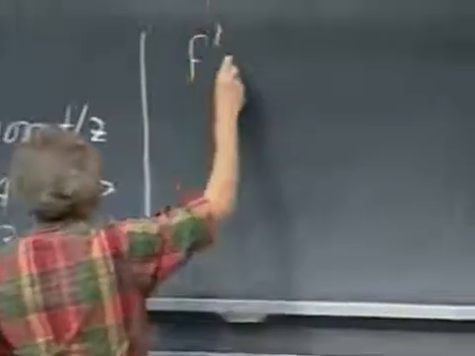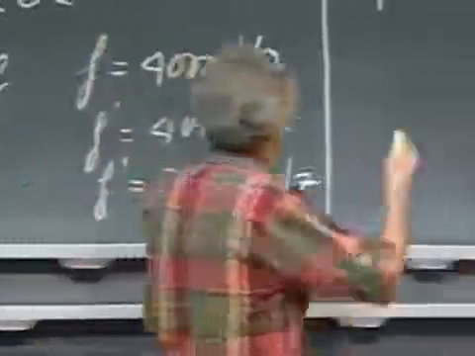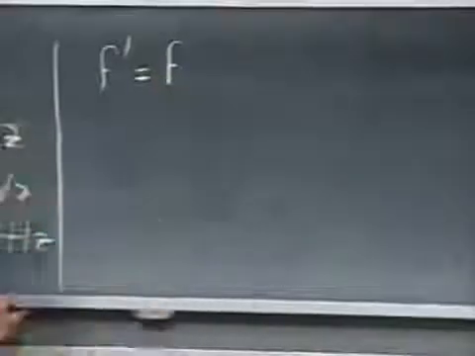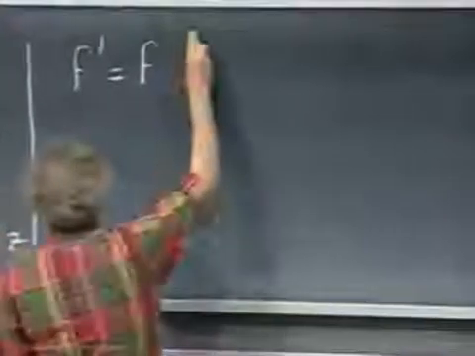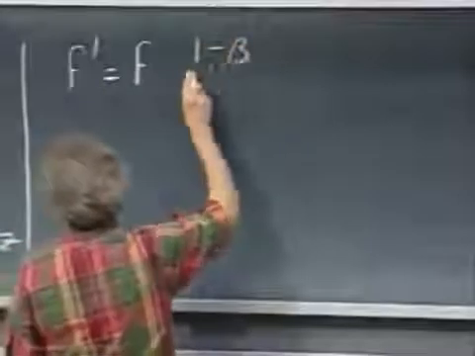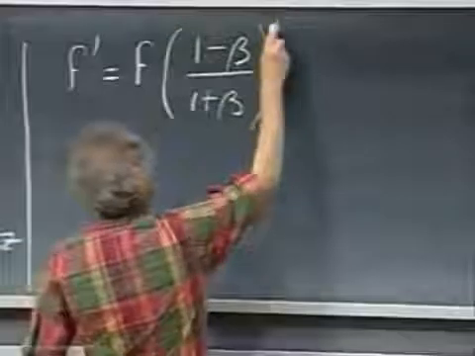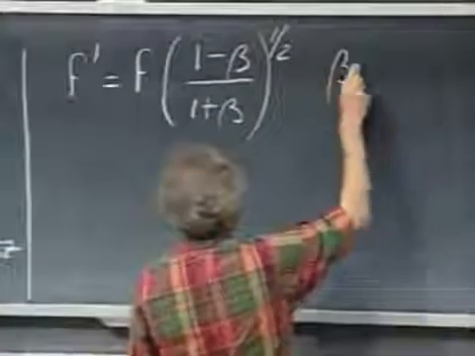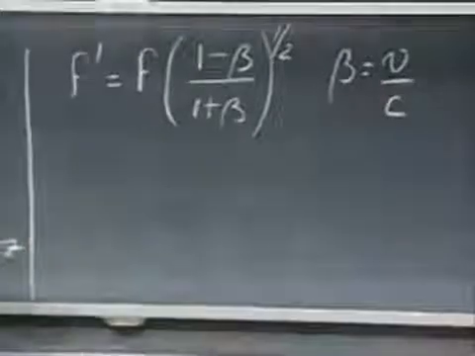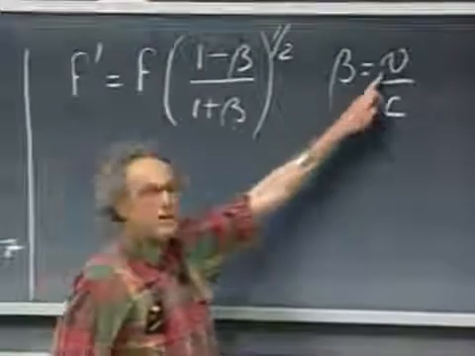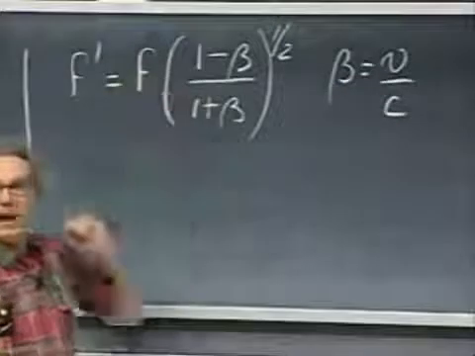f prime is the one that you receive. f is the one that is emitted by the transmitter. And we get f prime equals f times the square root of (1 minus beta) divided by (1 plus beta), that is, to the power 1/2. And beta is v over c, c being the speed of light, and v being the relative speed between the transmitter and you.